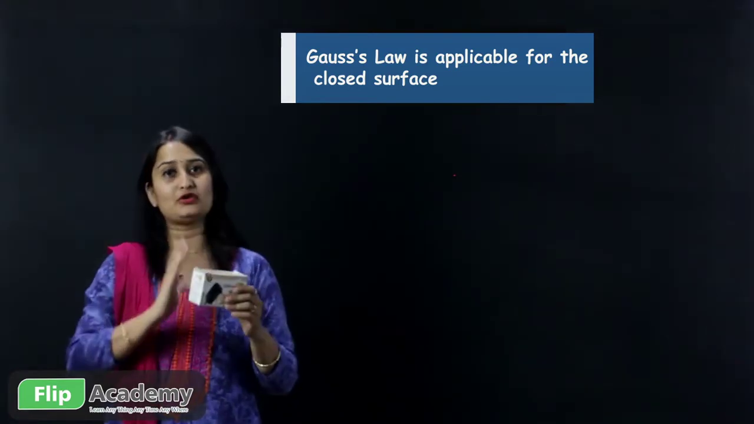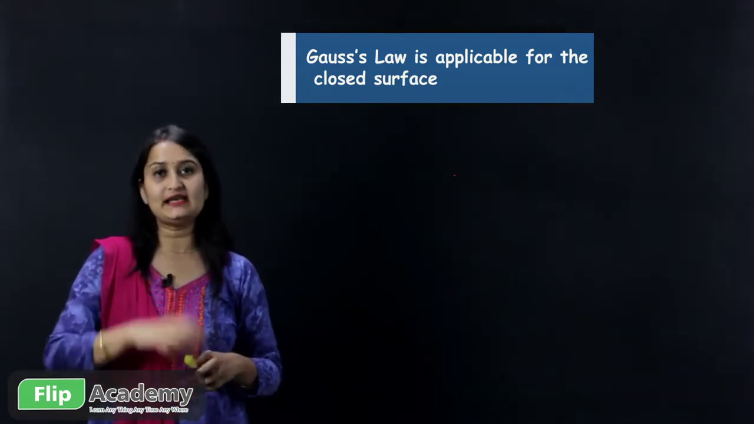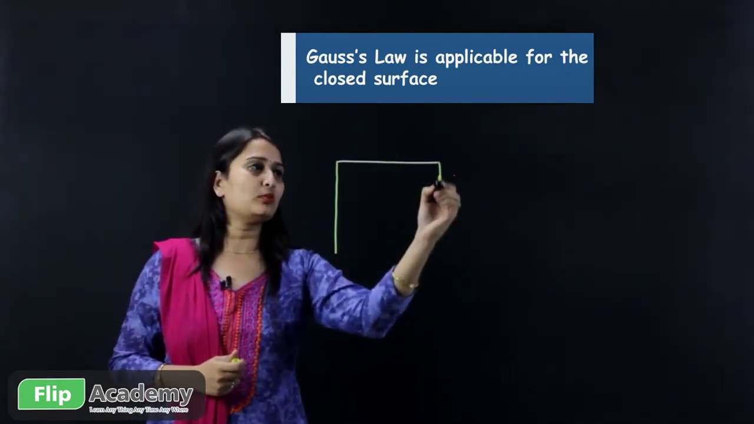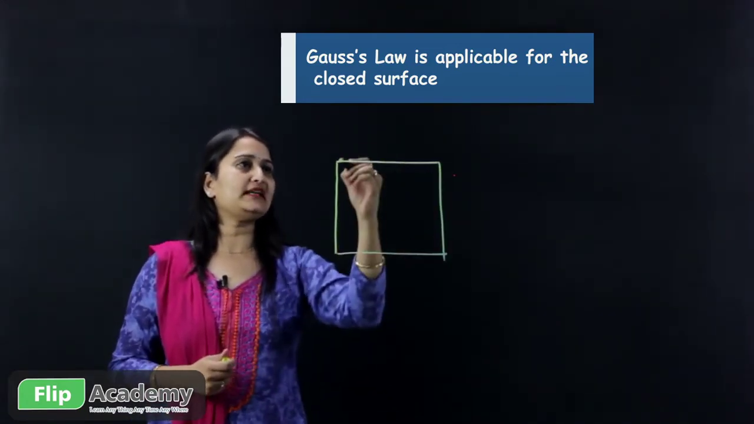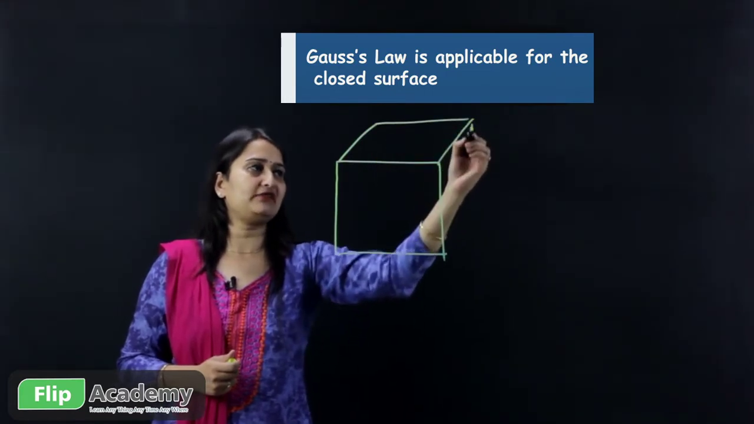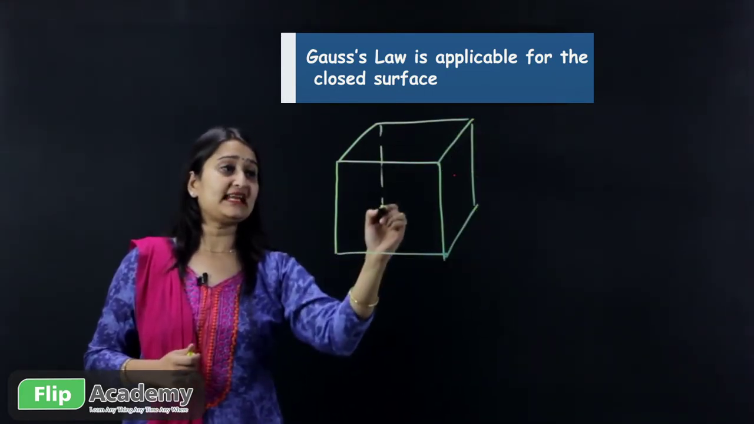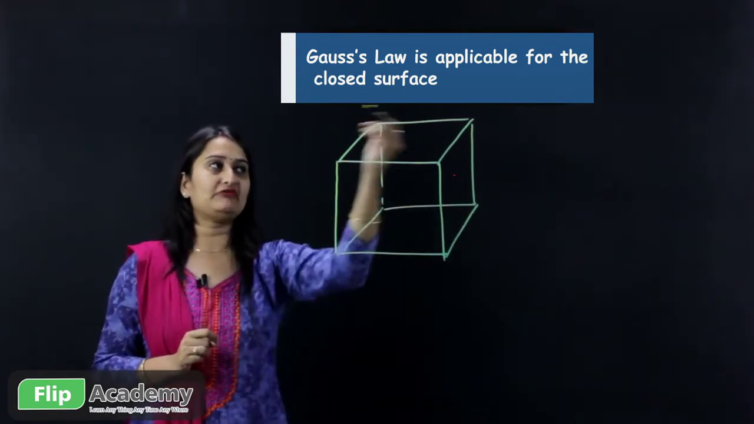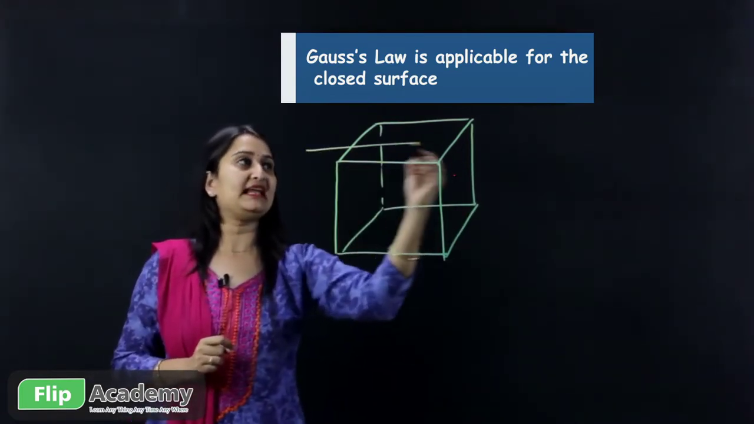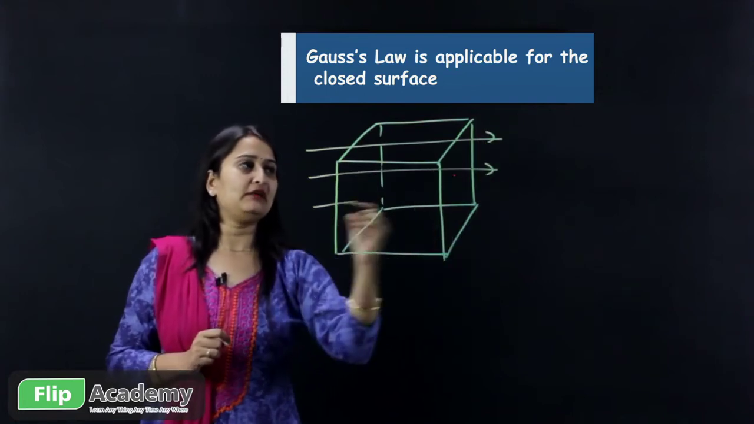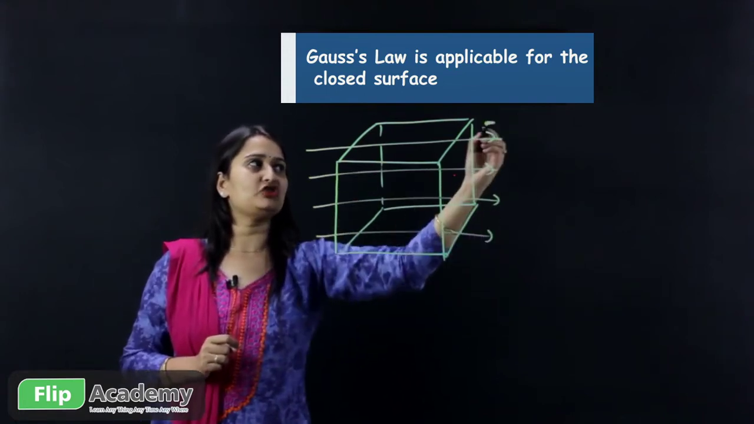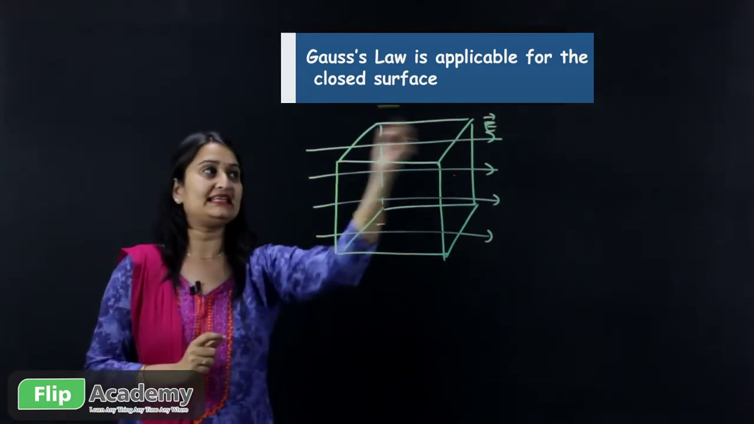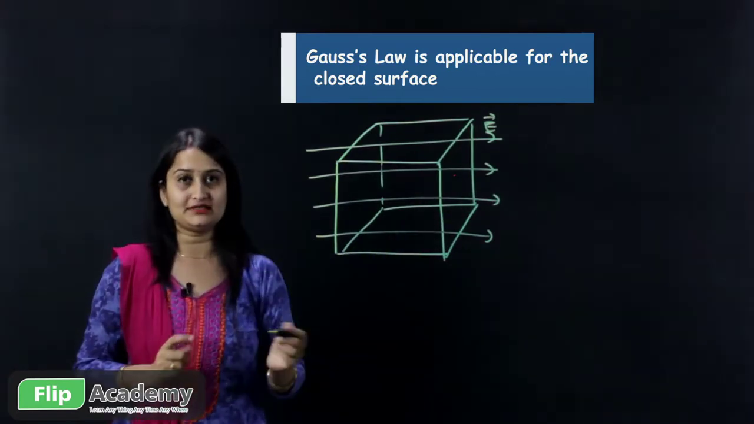Now let's talk about this figure. Now in this condition, let me draw a closed surface, that is, let's say a cuboid. So this cuboid is also a closed surface which has 6 sides. Okay, now in this condition, if this cuboid is placed in an electric field, if this is the electric field in which this closed surface is placed, and you have to find the total flux in this condition. So what is the flux in this condition?